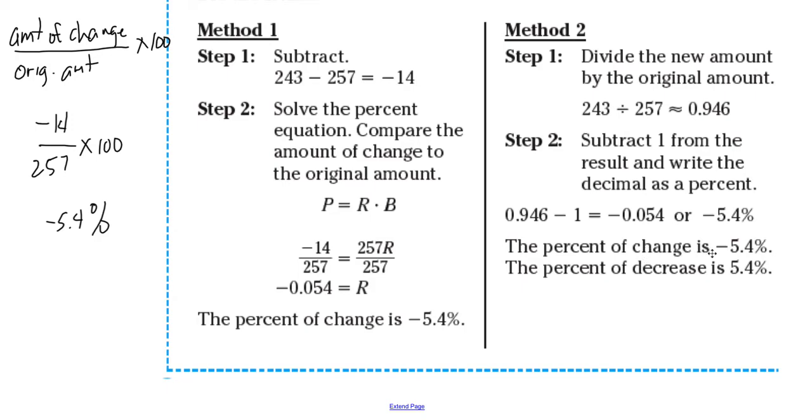Okay, so the percent of change is negative 5.4%, or you can also restate it as the percent of decrease is 5.4%. So when you put in the word decrease, the negative actually goes away. You can say the percent of change is negative 5.4%, and or the percent of decrease is 5.4%. So when you add on the word decrease, you take away the negative sign. And same thing here. Okay, so the percent of decrease is 5.4%. And let's take a look at example number 3.